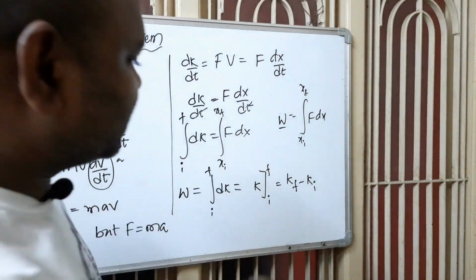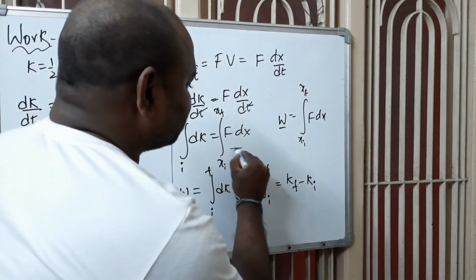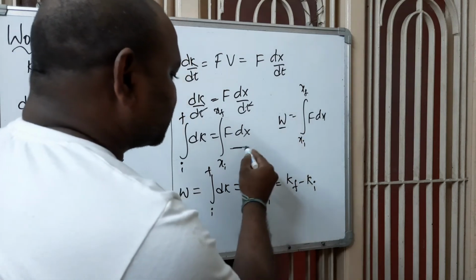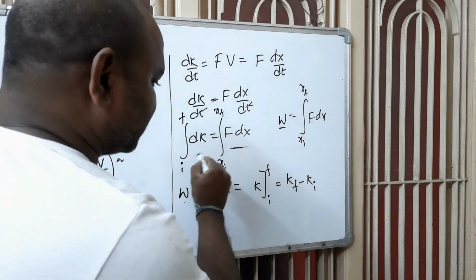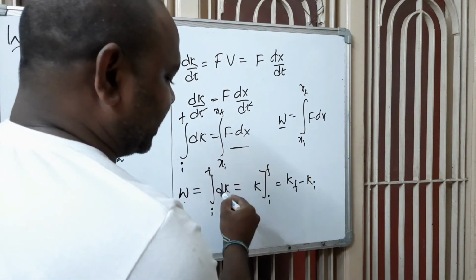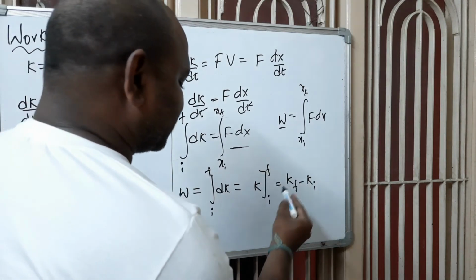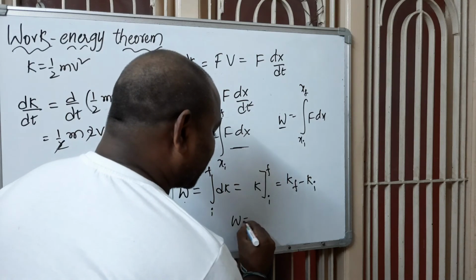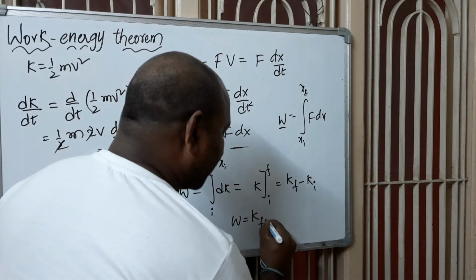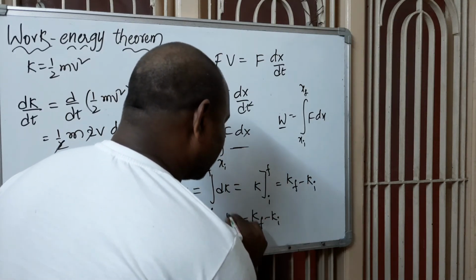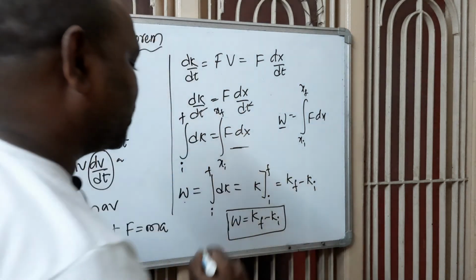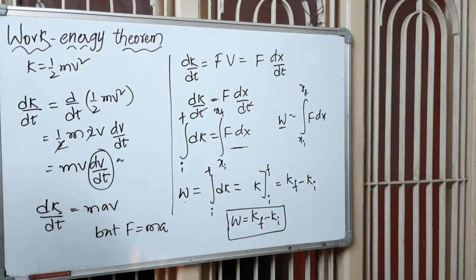See here, this part is called W, so I have written W, and this part, integration of dK is K with limits i to f, so we substituted. At last we got W is equal to K f minus K i. So this is what we wanted to prove, and this is called the work energy theorem.